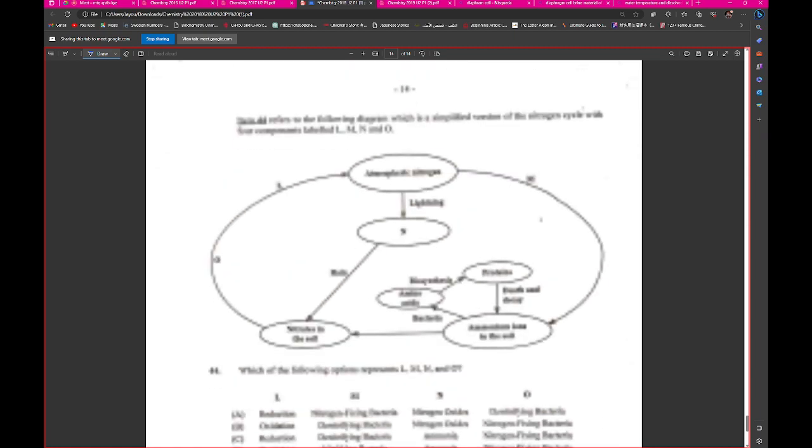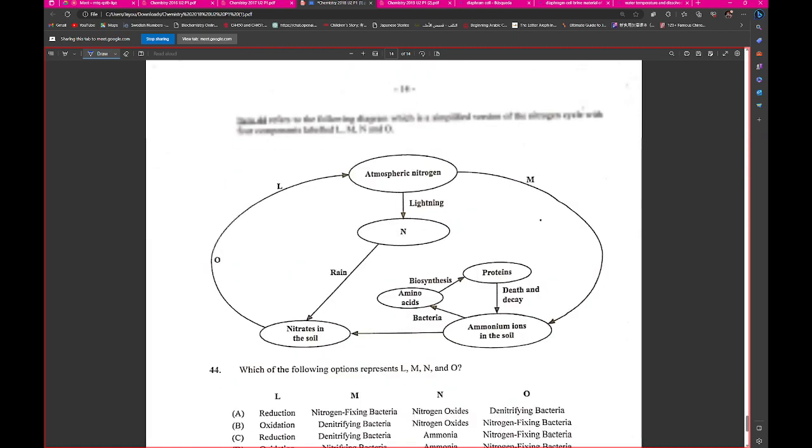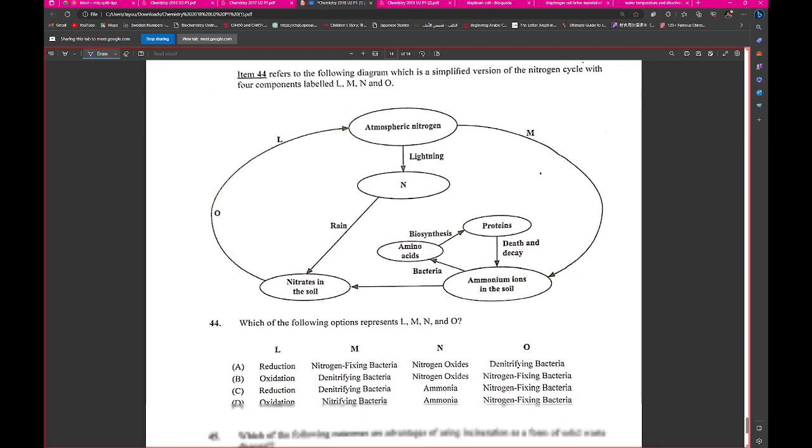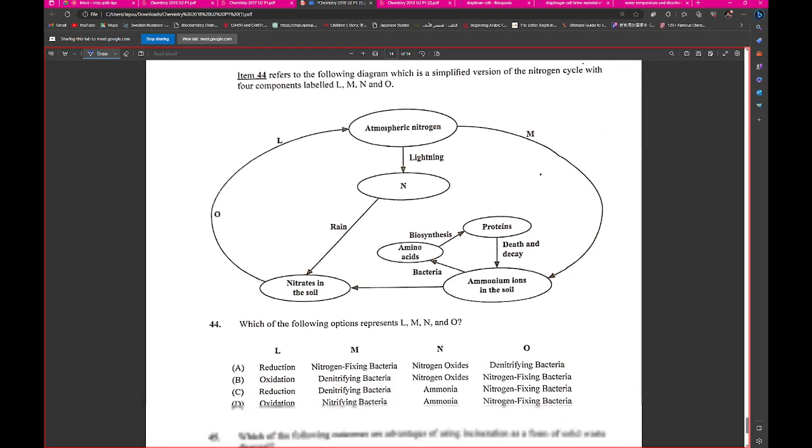Chemistry is good. Which of the following options represents L, M, N, O? A. I agree. Reduction, alright. Nitrogen, alright. So we have that. Wait, hold on. Bacteria, alright, that's true. N is going to be... that's true as well. And O is going to be nitrogen fixation. Well, A, right? So we have that.